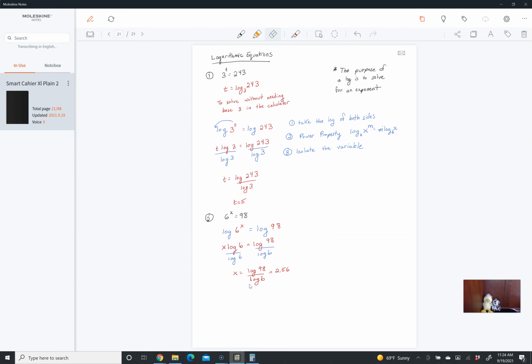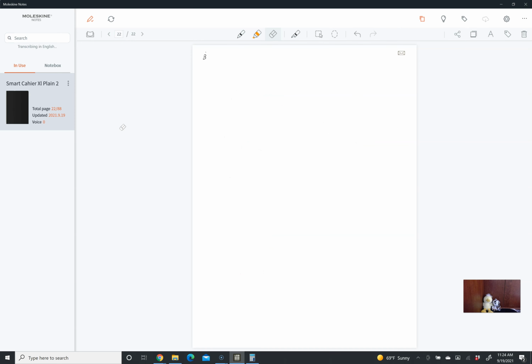Okay, let's go to another one. A little bit different this time. It's the same three rules. It's just that I'm going to add one thing. I'm going to add an extra constant on one side. So 2 times 8 to the m is equal to 942.